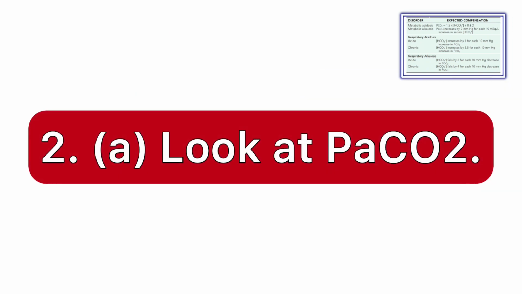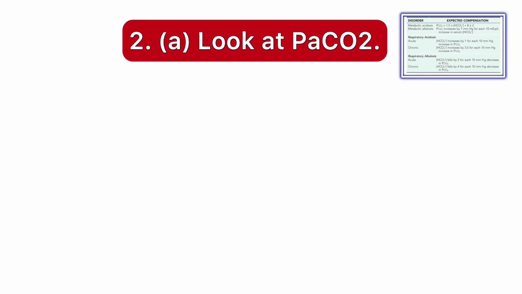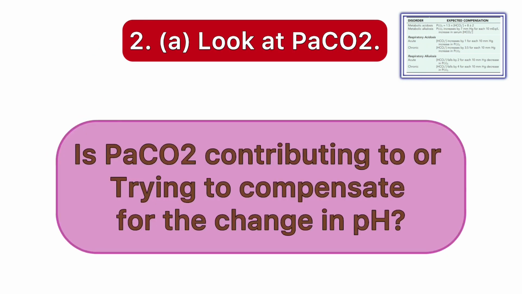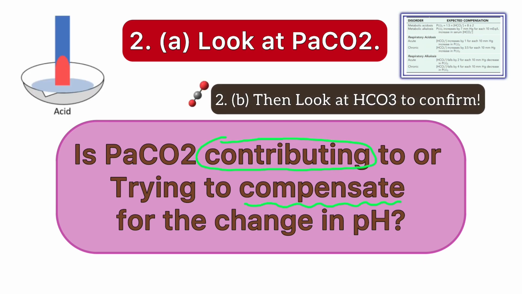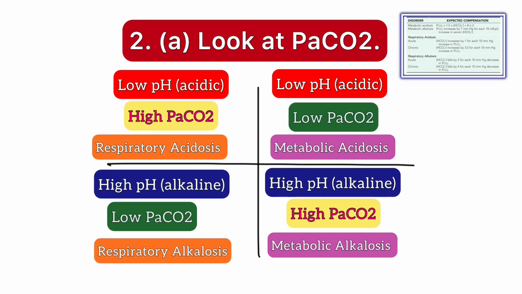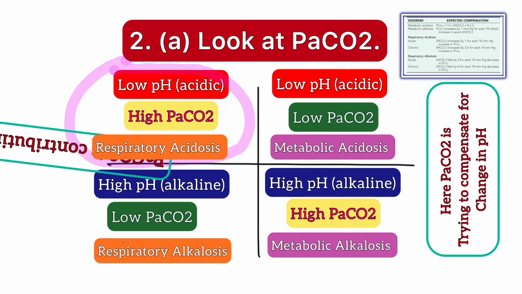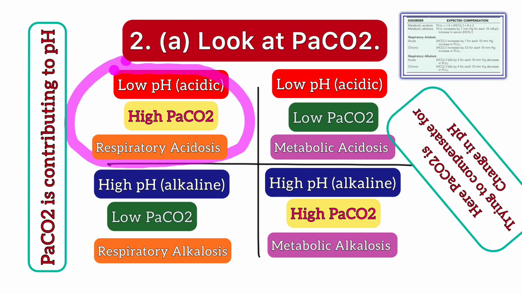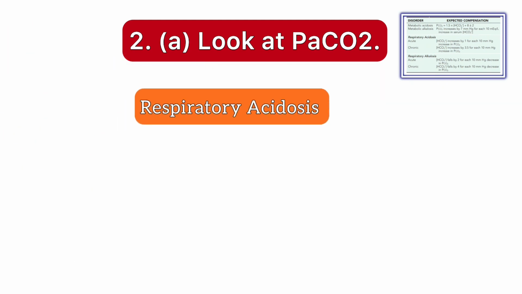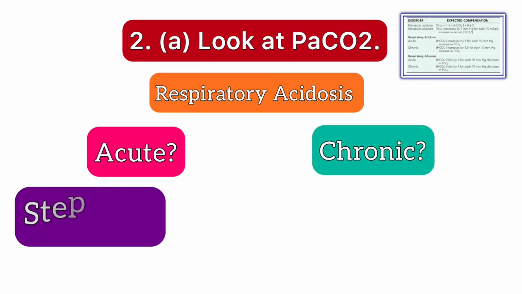Next, look at PaCO2. Ask this question in your head. Is PaCO2 contributing to or attempting to compensate for the problem? You have to keep it in your mind that CO2 is an acidic gas. If the pH is low and PaCO2 is high, that is higher than 40 millimeters of mercury, then it is primary respiratory acidosis. Now, in this case, you have to find out whether this is acute or chronic process.